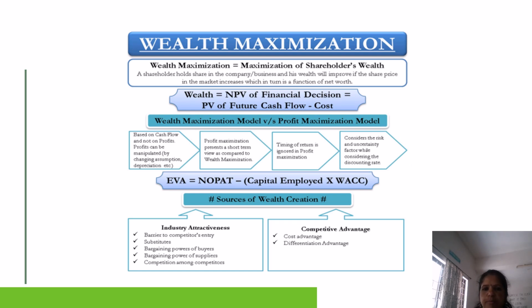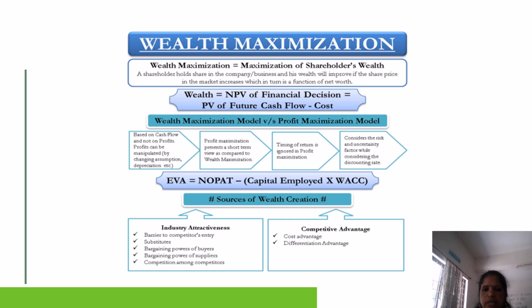Under this wealth maximization model versus the profit maximization model, it is based on cash flow and not on profit. Profit can be manipulated by changes in assumptions such as depreciation. Profit maximization is viewed in the short term compared to wealth maximization. Timing of return is ignored in profit maximization. Wealth maximization considers the risk and uncertainty factor while considering the discounting rate. EVA, economic value added, equals NOPAT minus capital employed into WACC.